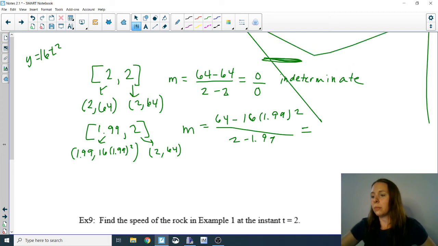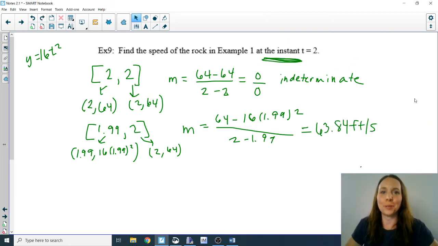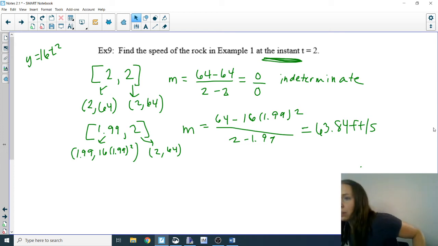Okay, my computer just went completely crazy, but I fixed it, and here's the answer that we were looking for. Just to recap, going from time interval t of 1.99 to t equals 2, we found the slope to be 63.84 feet per second. Now, you shouldn't take that exact answer as your answer to the instantaneous speed at t equals 2. That was just something that's really close to your answer. This is why I said that this method is really super inefficient.